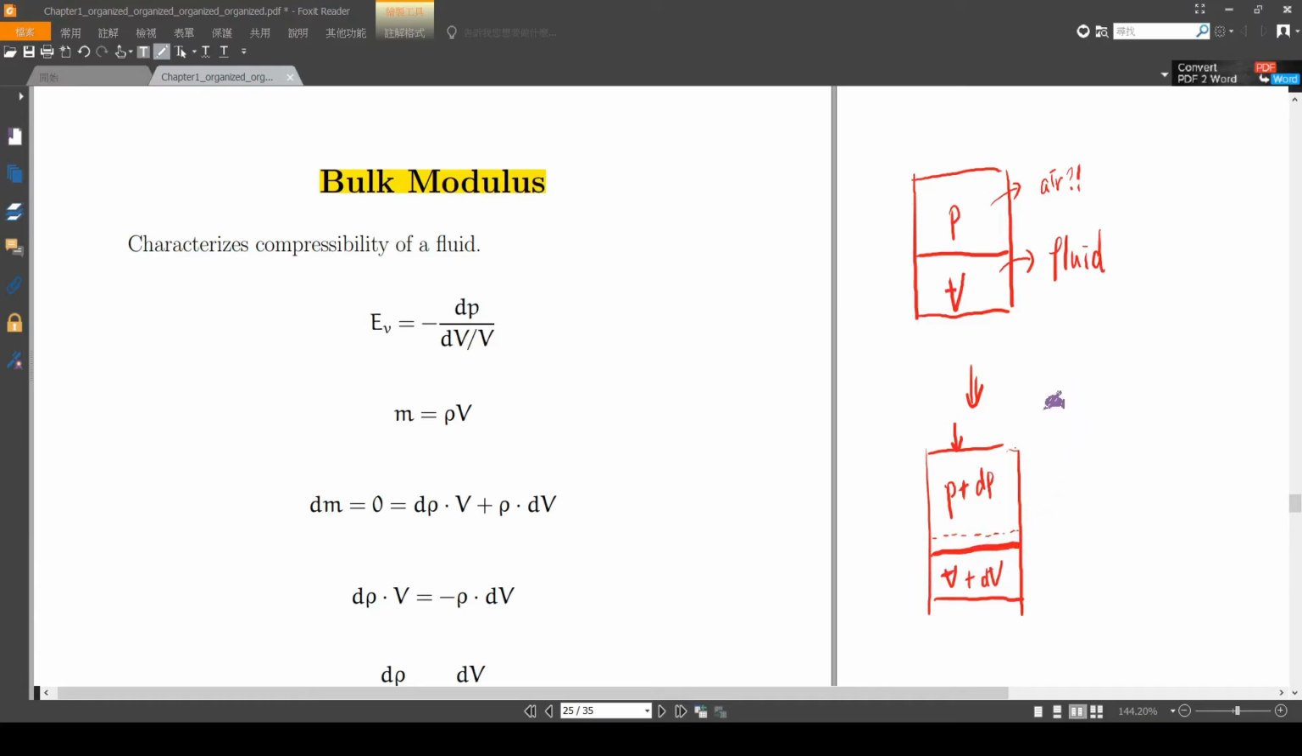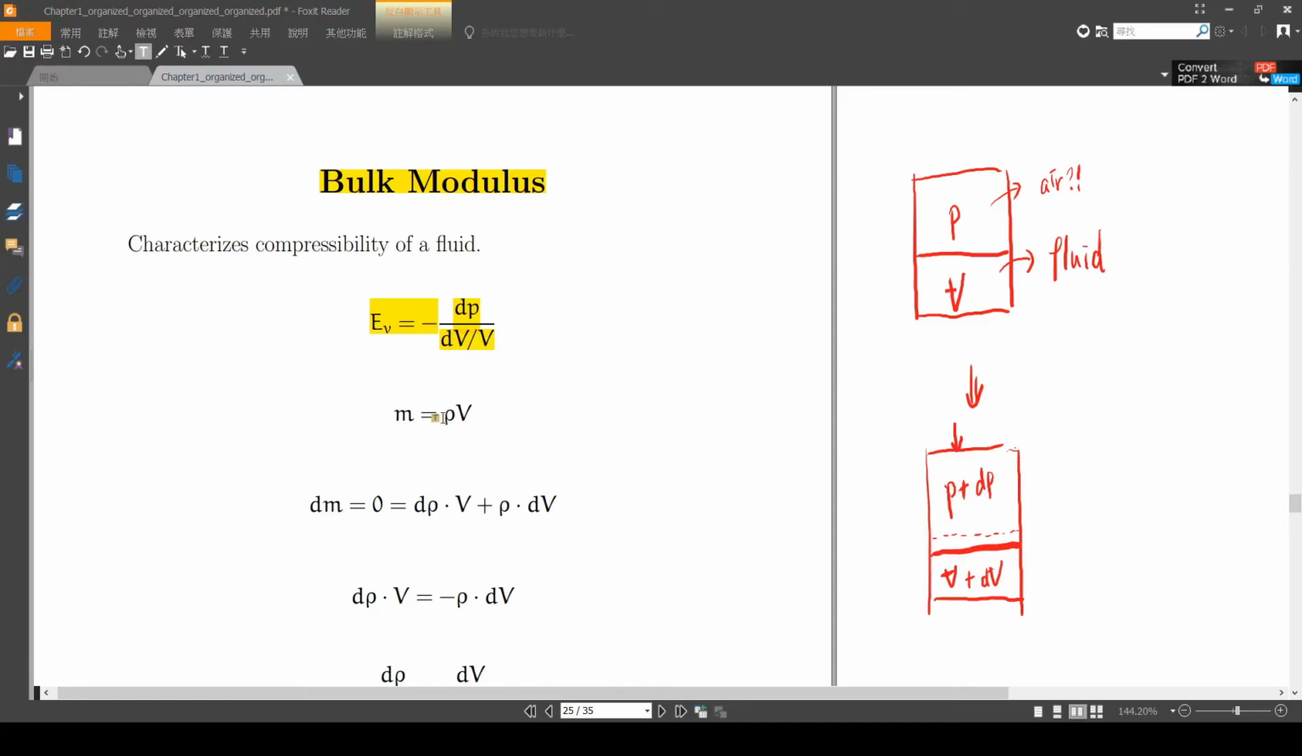So the bulk modulus actually cares about how much pressure difference you have to add to create such a difference in your volume. So this is the definition. Let's use the color. This is the definition here. How much pressure difference you have to add on the original volume to get a certain change of your volume.